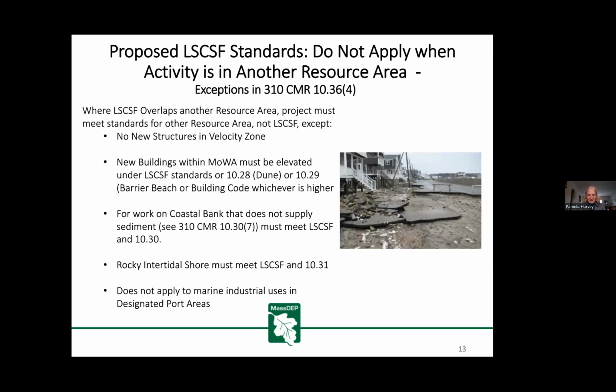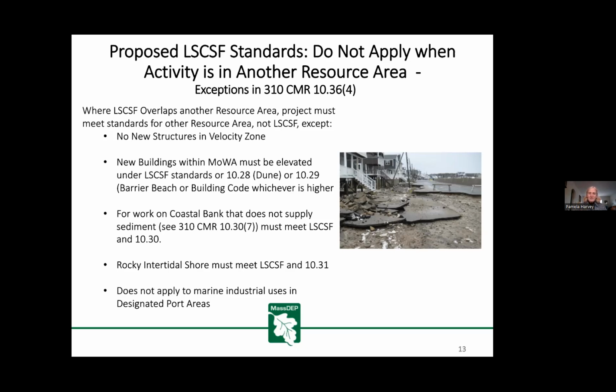Okay, so there's an important section that you'll find at 310 CMR 10.364 that explains when you're looking only at land subject to coastal storm flowage regulations, or where it's a circumstance where it overlaps another resource area. Basically, if it's only land subject to coastal storm flowage, you would use these provisions. The exception is that there's a provision which does not allow new structures in the velocity zone, and that applies in the other resource areas as well. And then also there's an elevation requirement for buildings in the moderate wave action zone: building code, barrier beach, whichever is higher. So those are important provisions.